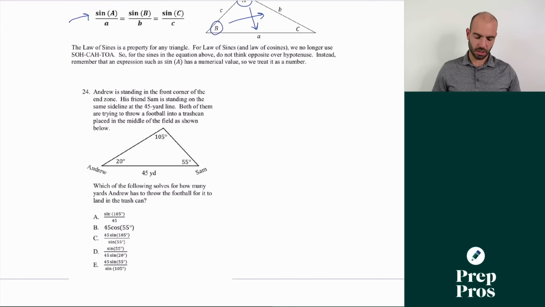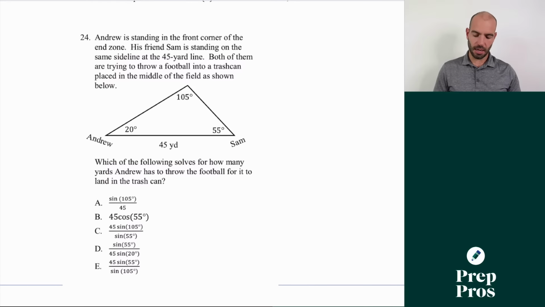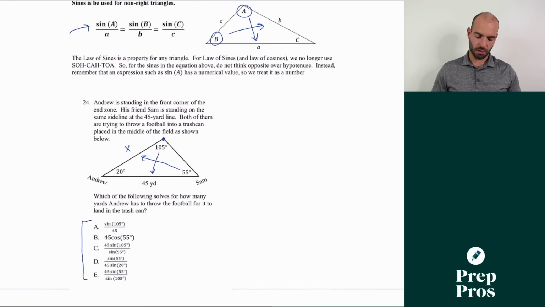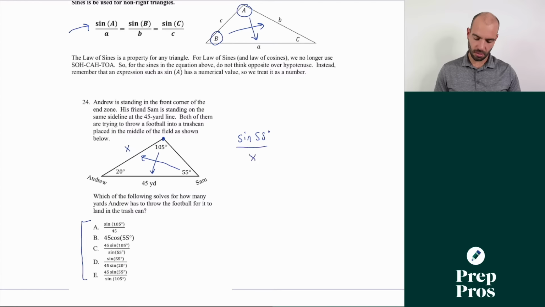So if you see a question like say 24 here, where we see a non-right triangle and we see a bunch of sines, we're going to have to use our law of sines to solve this. So we're trying to find here the distance from Andrew to the trash can in this question. So we're trying to find this side x. We see two pairs. We have 105 and 45 and 55 and x. So using our equation from before, we can say that the sine of 55 degrees over x is the same as the sine of 105 degrees over 45.